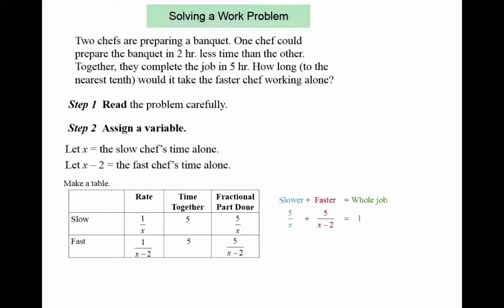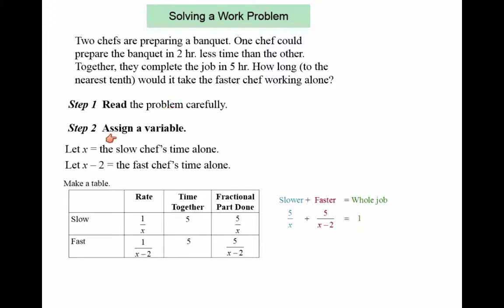Solve a work problem. Two chefs are preparing a banquet. One chef could prepare the banquet in 2 hours less time than the other. Together, they complete the job in 5 hours. How long would it take the faster chef working alone? We want to write the answer to the nearest tenth.